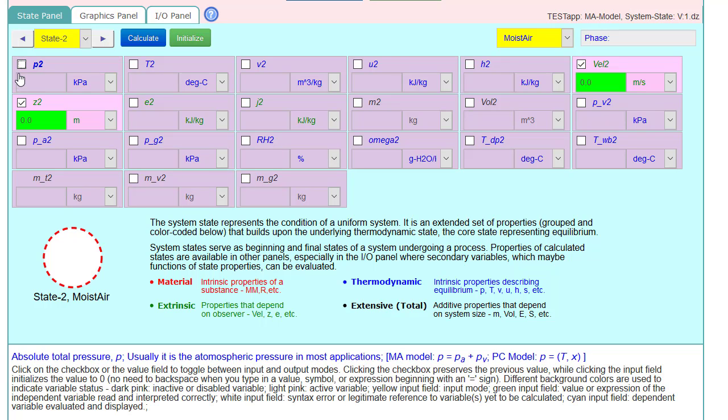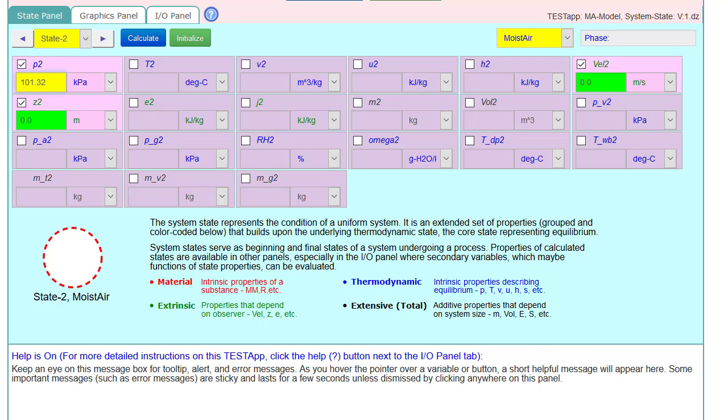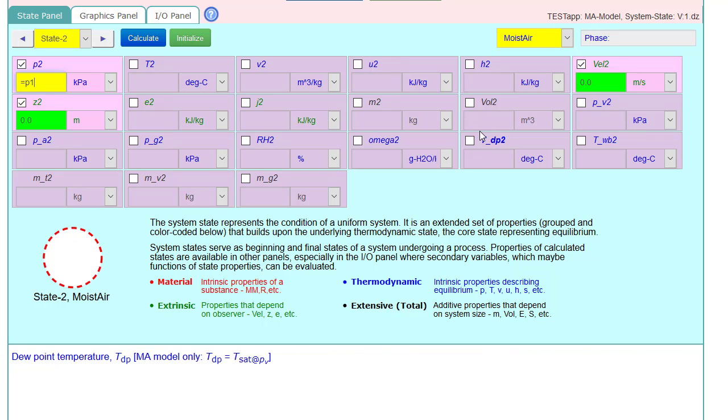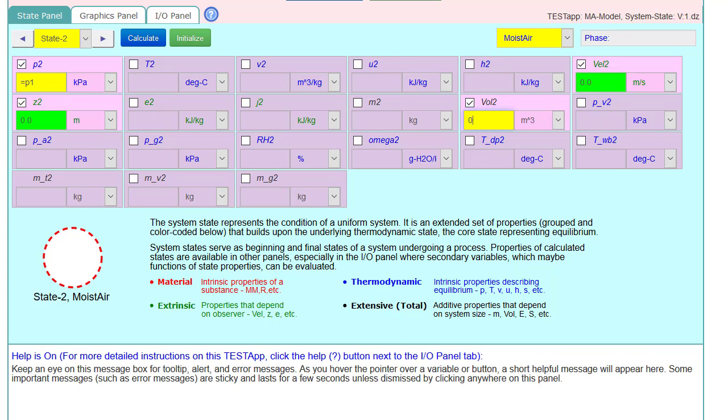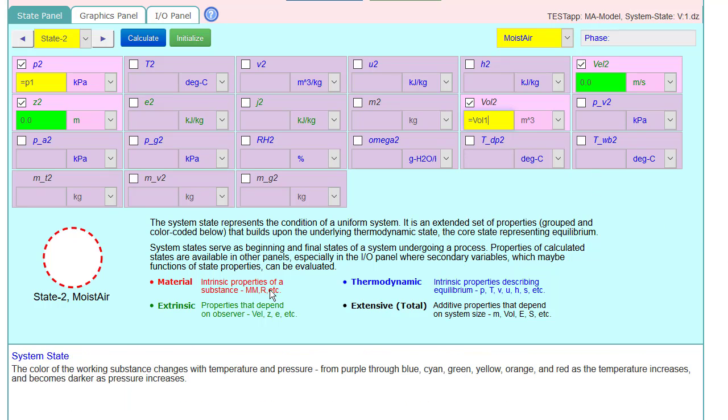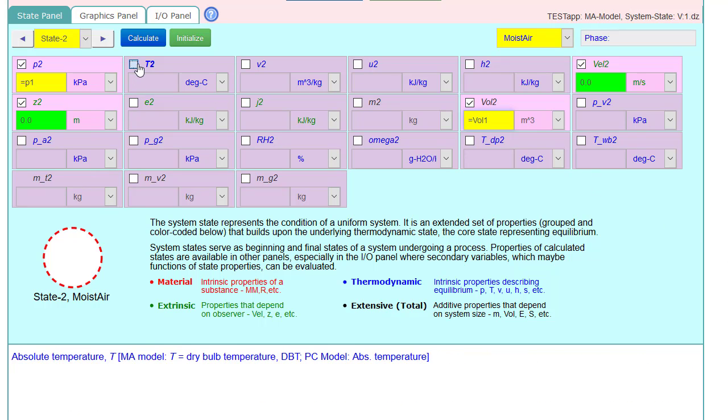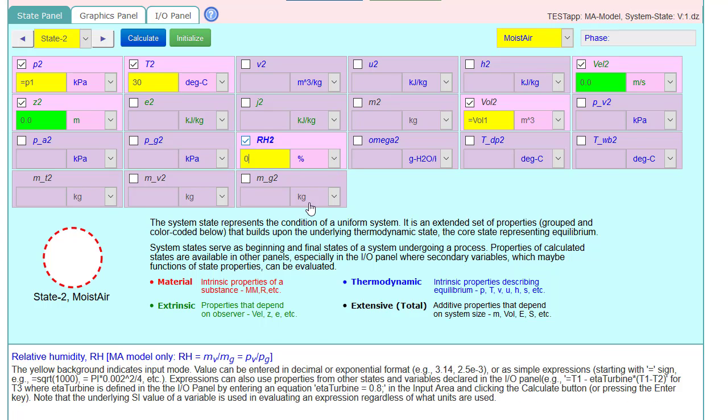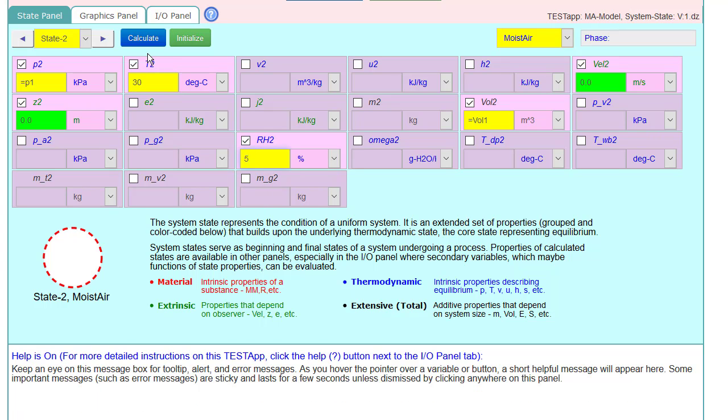Since I know it's going to ask us to change the pressure later, I'm just going to go ahead and do this now. Change them all equals P1 just to keep it really simple at the end when we have to solve that last problem. And volume stays constant. And for this one, it tells us the dry bulb temperature is again 30 degrees C, and the relative humidity this time is 5%.